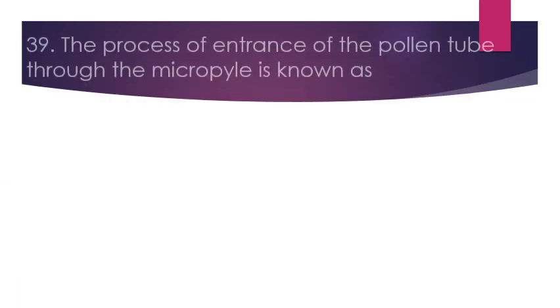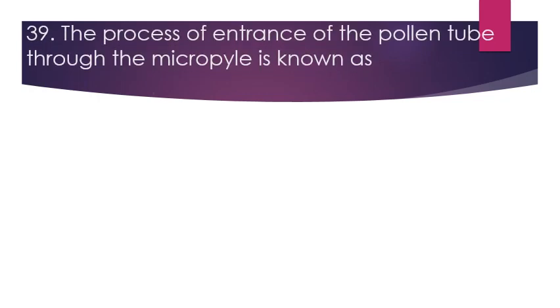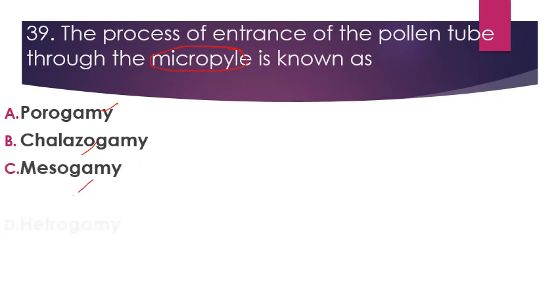The next question is, the process of entrance of pollen tube through micropyle is known as. Our options are porogamy, chalazogamy, mesogamy, or heterogamy. So micropyle के through जब pollen tube की entry होती है, that is called porogamy.